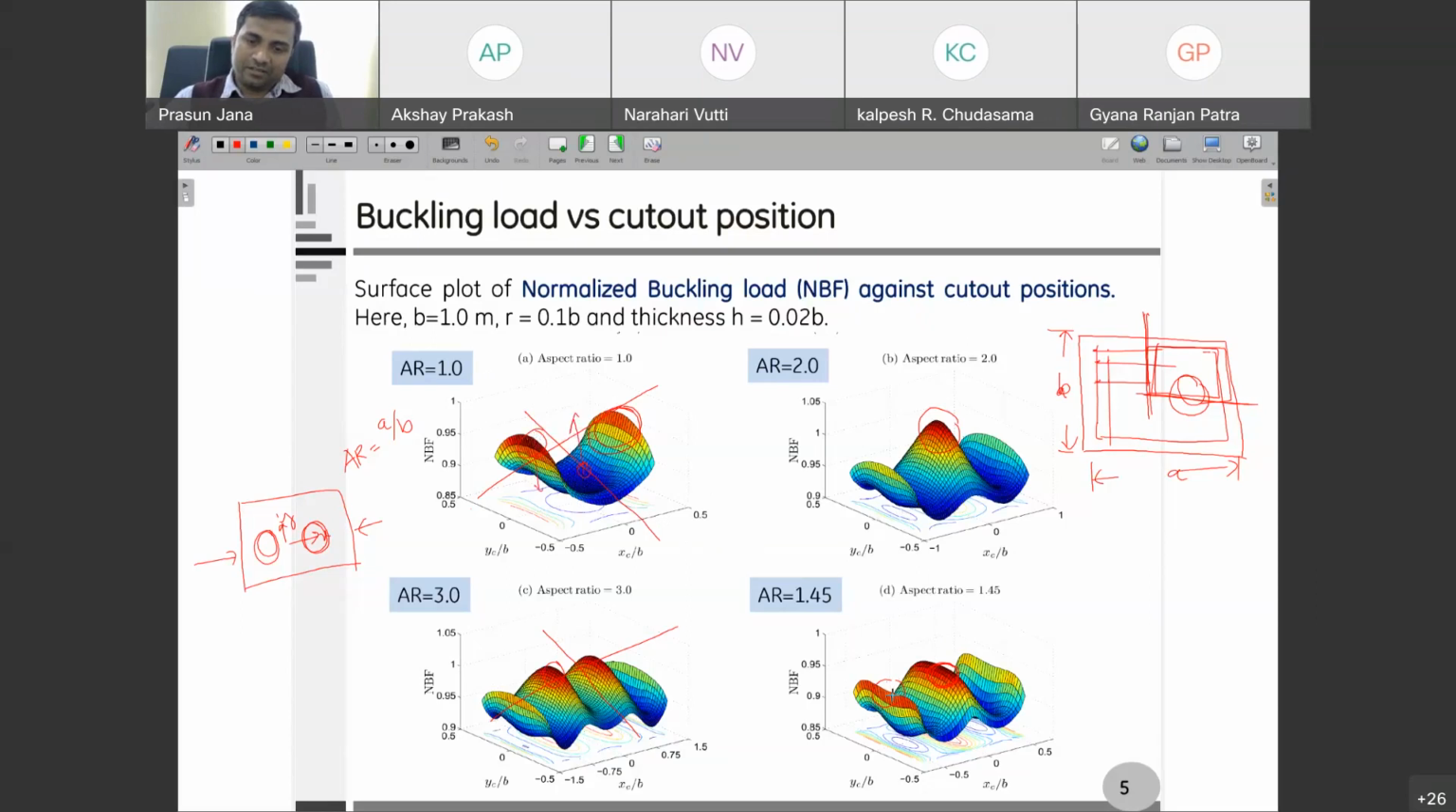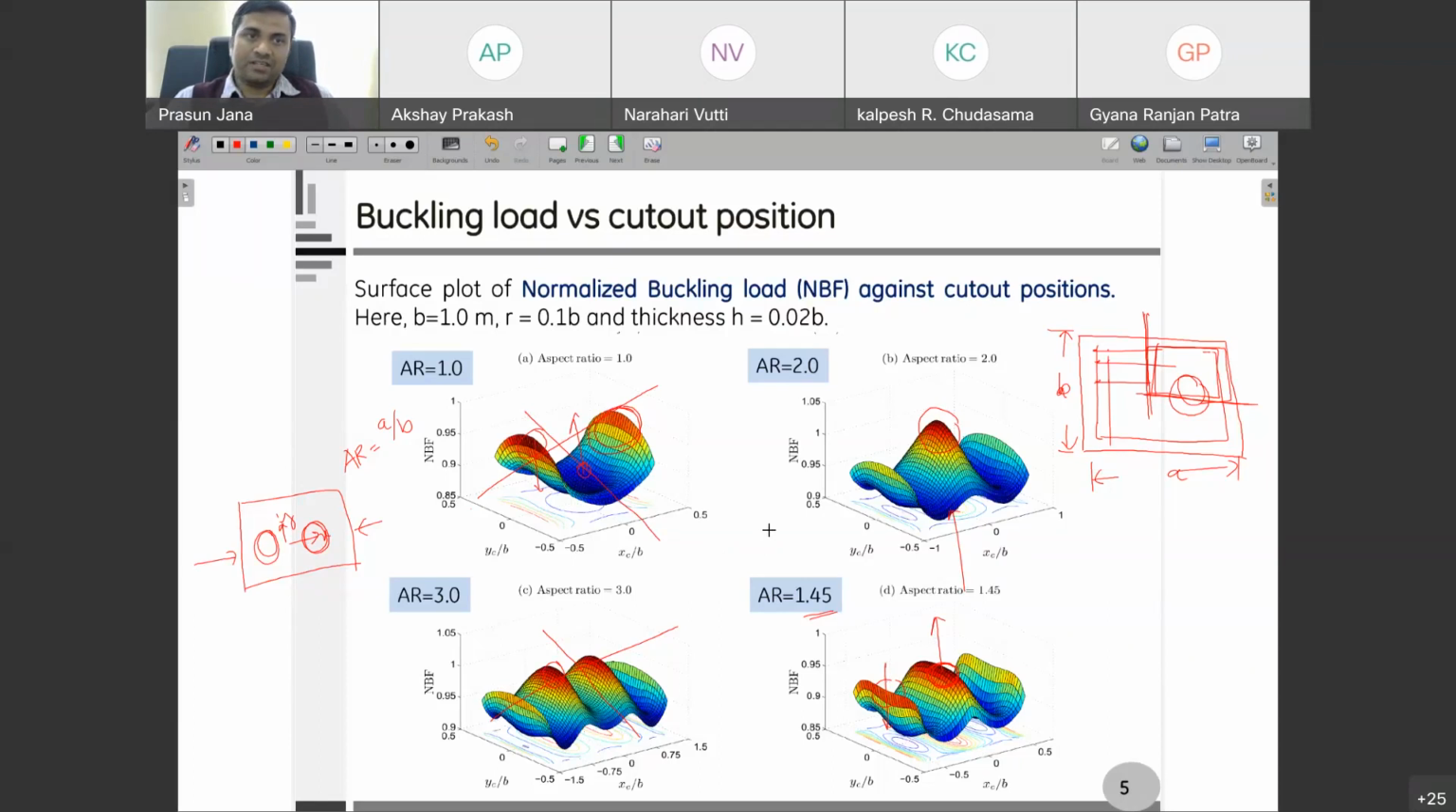And then at a certain transition aspect ratio, they may be almost the same, and after that if you further increase it, then this will go up and this will go down, and you may get at aspect ratio 2 something like this. So you can see the surface plots are not the same for different aspect ratios. So it is very difficult to guess what the optimal location can be. It depends on so many things.